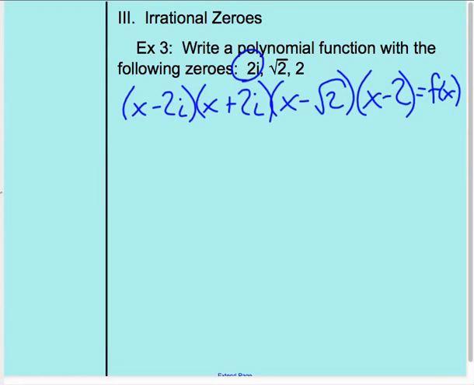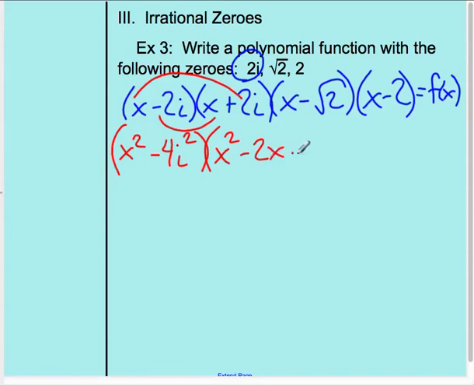Again, when you've got two binomials that look the same except for opposite signs, those middle terms will always cancel. So the x times x gives me x squared. The x times a positive and x times a negative cancel, and the negative 2i times positive 2i, again, is negative 4i squared. This is still grouped together because I'm going to need to distribute that with what I get when I multiply these two binomials. So x times x gives me x squared, x times negative 2, negative square root of 2 times x, and positive 2 square root of 2.